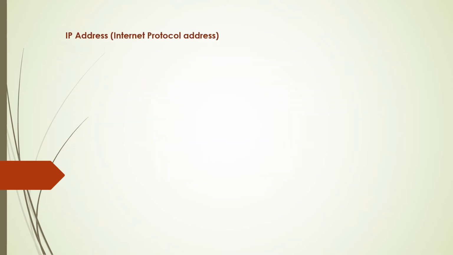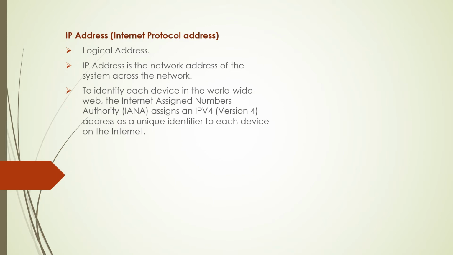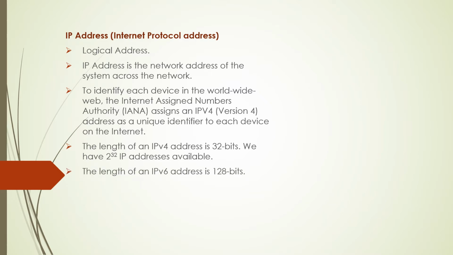Then comes the IP address. IP address stands for Internet Protocol Address. It is basically a logical address, and it is the network address of the system which you are using across the network. To identify each device on the www, the Internet Assigned Numbers Authority, that is IANA, assigns an IPv4 (version 4) address as a unique identifier to each of the devices on the internet. The length of an IPv4 address is 32 bits. That means a total of 2 to the power 32 IP addresses are available.